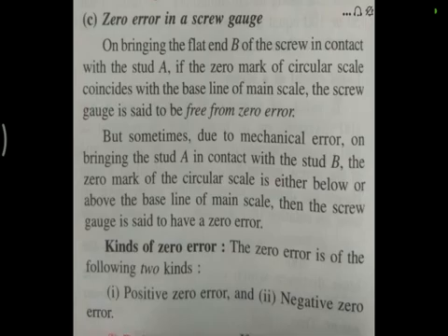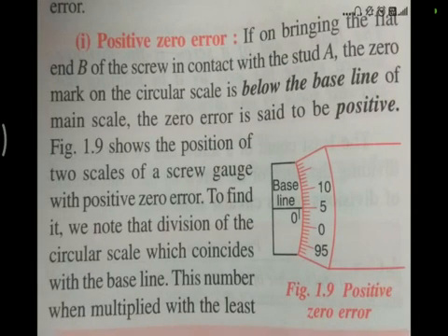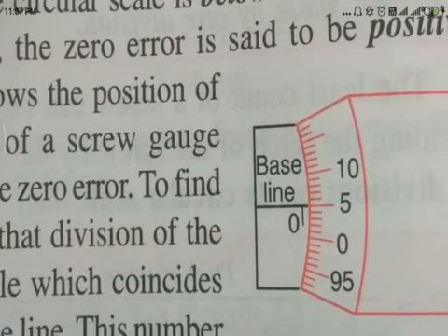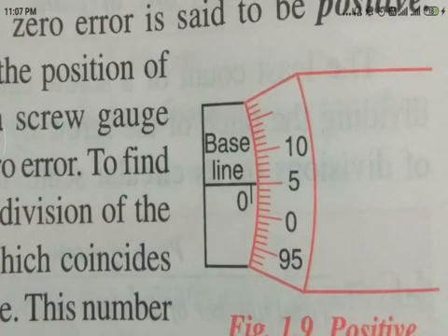Zero errors are of two kinds, that is positive zero error and negative zero error. I will start with the positive zero error. Now what is positive zero error? If on bringing the flat end of B of the screw in contact with stud A, the zero mark on the circular scale is below the baseline. See, I am showing you the diagram. Over here, the zero on the circular scale, on the circular head, is not coinciding with the baseline.